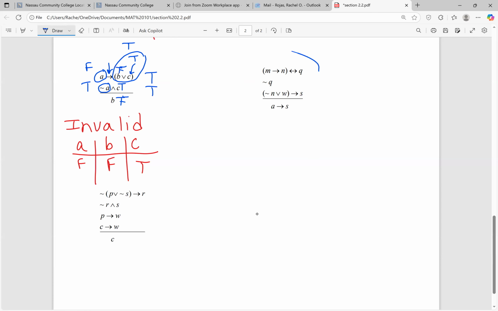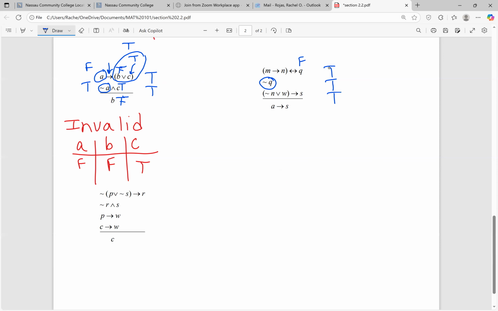So we have two more. Let's look at this one. So we have three premises. We're assuming they are all true. And now we want to start figuring out the truth values of the different variables, right? And I'm going to start with not Q because I know it's true, right? So if not Q is true, then Q is false. So that makes Q false.